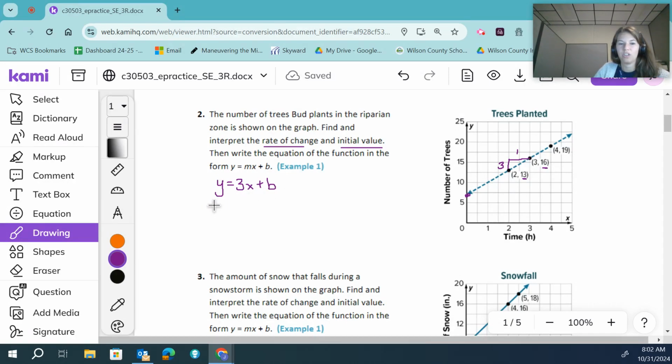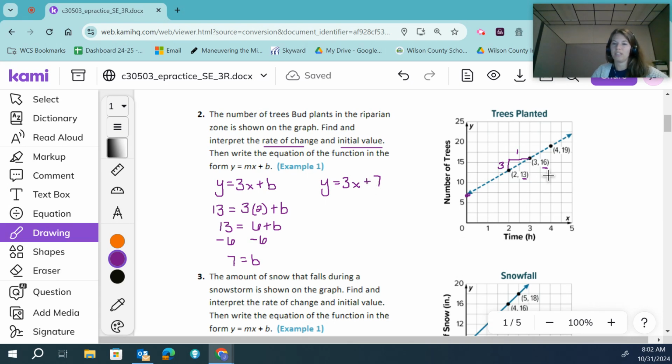So y is 13 equals 3, x is 2, plus b, which we don't know. Okay, 3 times 2 is 6, plus b equals 13. Then I subtract 6 from both sides. 7 equals b. Okay, so that would make the equation for my function y equals 3x plus 7.